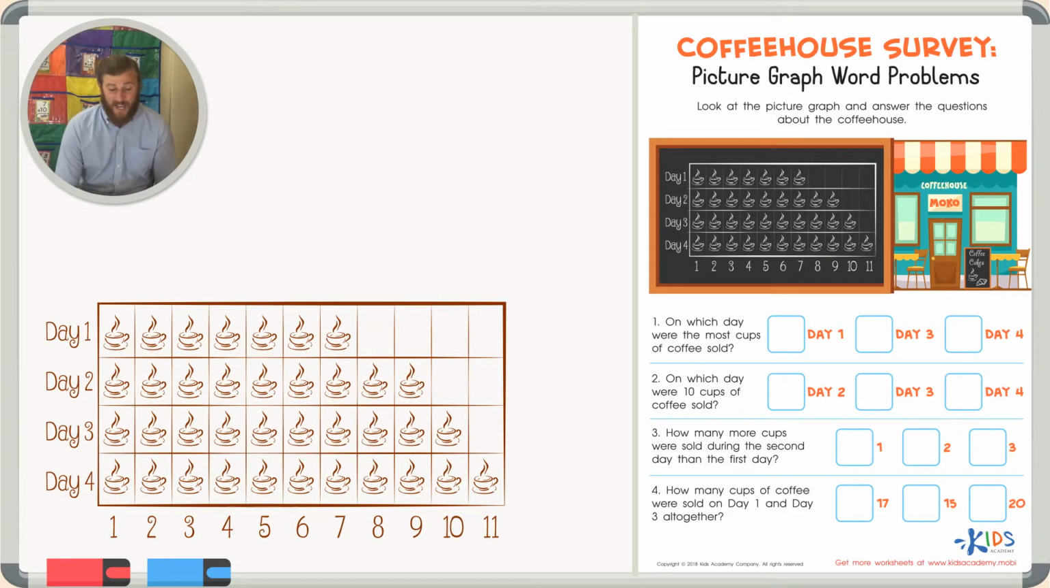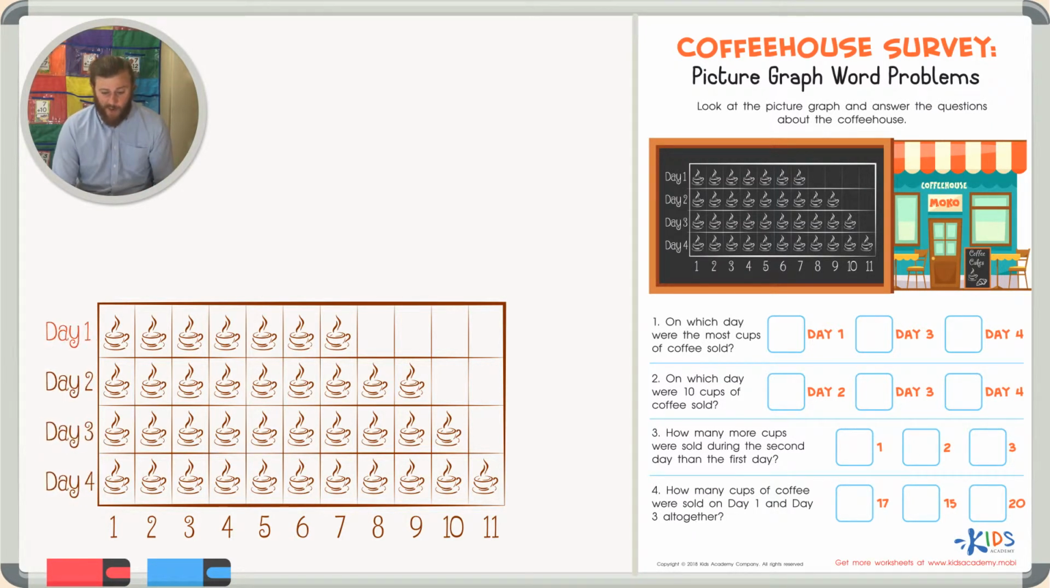In our picture graph today, it's about coffee. So I see these numbers on the bottom. These numbers on the bottom represent 1 cup of coffee. So 1 represents 1, 2 represents 2, so on and so forth. On the left side of our graph, we have each day.